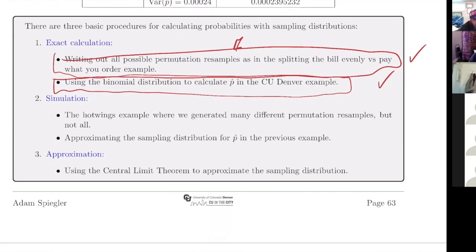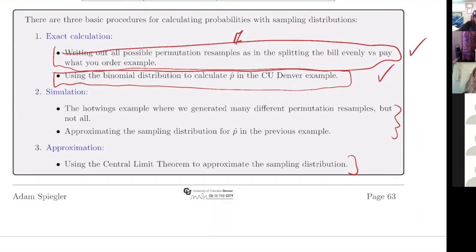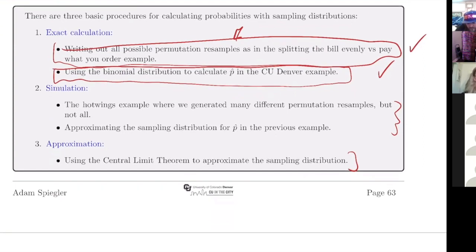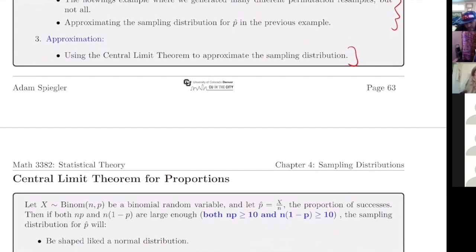And then we did simulations, where we didn't worry about whether we generated every single possible permutation resample, but we just generated a bunch of them. So that's what these would fall under. And now we also see that we can use the central limit theorem to approximate the sampling distribution without running a simulation for it. So we've worked with some of these. We'll definitely work with all of them.